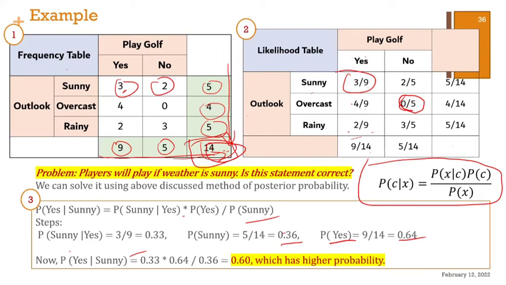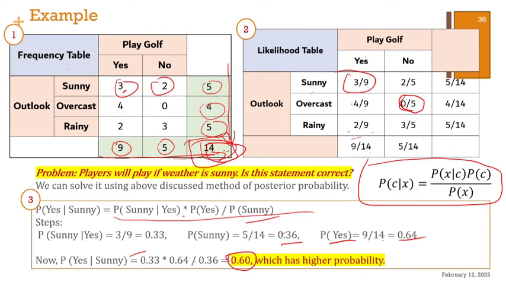So now the probability of yes given sunny, which I already put in the equation, is going to be a multiplication of what we've gotten, then divided by that value. So the moment we get 0.60, this is the final answer.